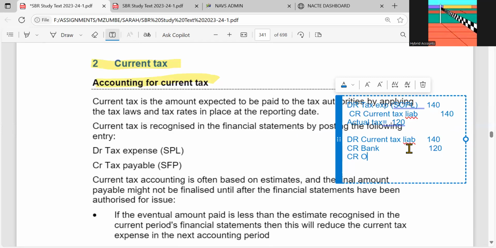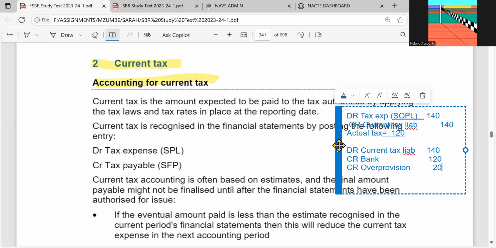Now you see, this 20, we call it an over what? Provision. You over provided. So you charged yourself income tax, which is very much higher at 140 instead of 120. So I'm saying that I have to go on and reduce it by 20. So when you have an over provision, you go and deduct it from your tax expense. When you have an under provision, you go and add it to your tax expense. That's all about the current tax computation, right? Okay, I hope you got that, and then let's proceed.